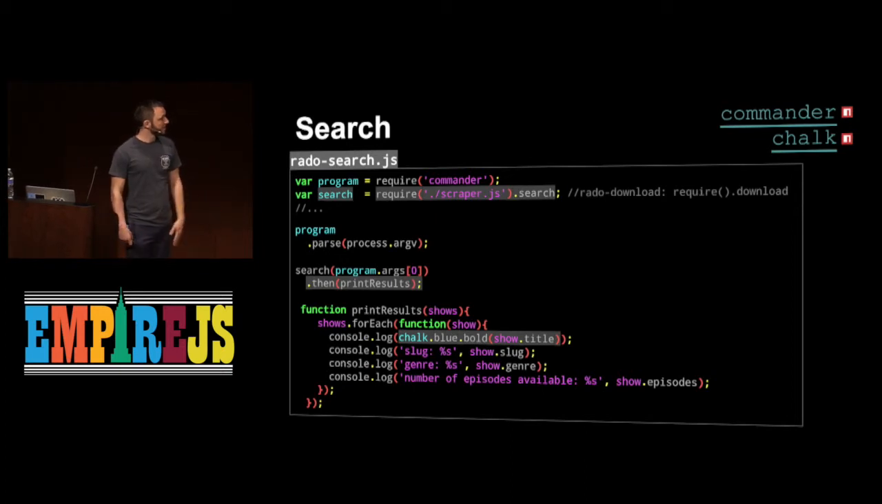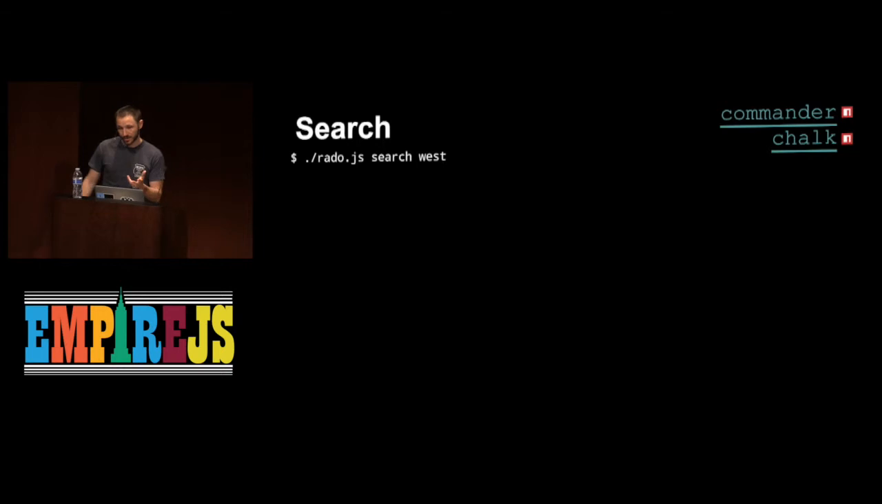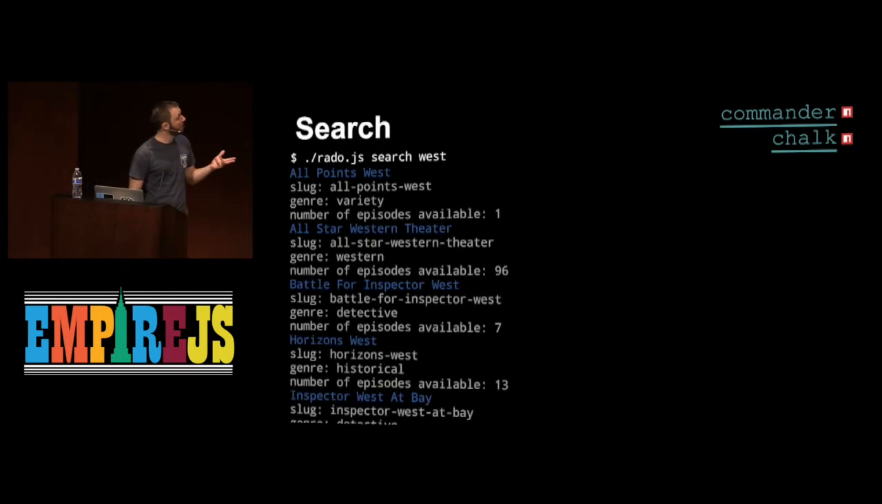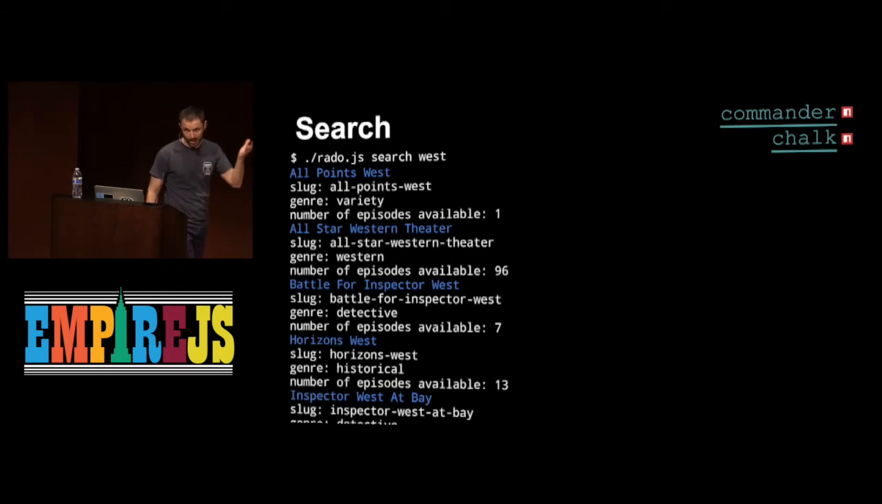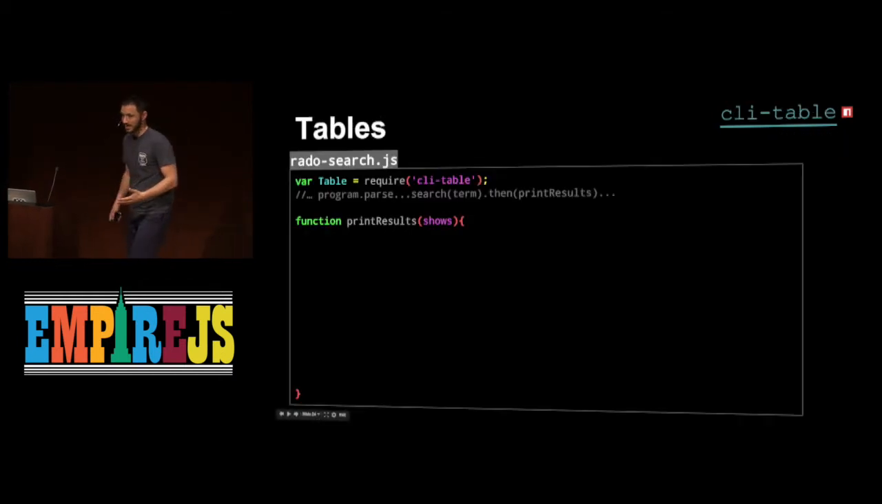And what we're going to do is just very simply iterate over all of the results and output the title in blue, bold, with chalk, and then the slug, genre, etc. And I can copy and paste the slug for the download function. So now we can search for shows with West in the title, and it outputs a listing of all the shows that have West. So this looks good. I can copy and paste the slug to my download function and use it there. But as you can see, this scrolls off the screen, and when I look at this, it seems very obvious that the data is tabular. So let's do something about that.